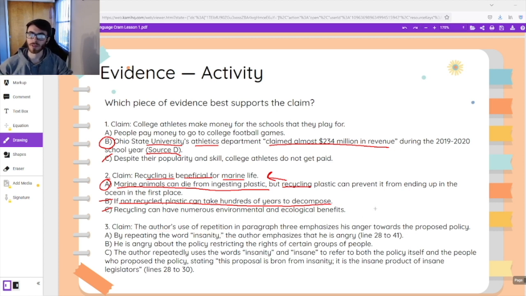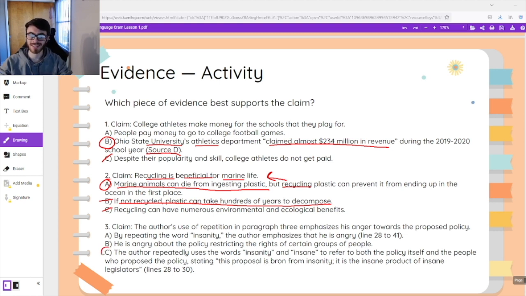A, by repeating the word insanity, the author emphasizes that he is angry, line 28 to 41. B, he is angry about the policy restricting the rights of certain groups of people. C, the author repeatedly uses the words insanity and insane to refer to both the policy itself and the people who proposed the policy, stating, quote, "This proposal is born from insanity. It is the insane product of insane legislators," lines 28 to 30. What do you think? Which is the best evidence here?